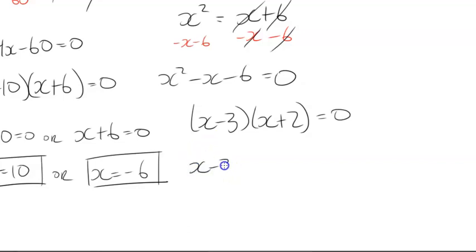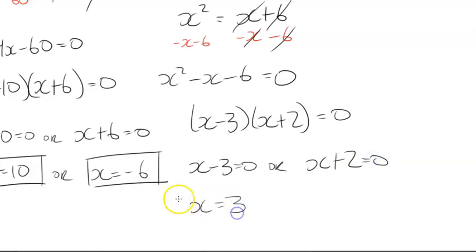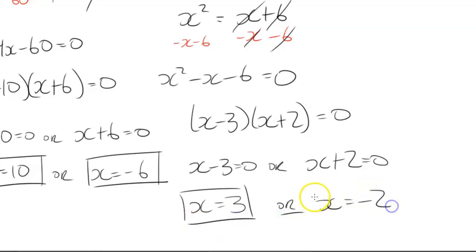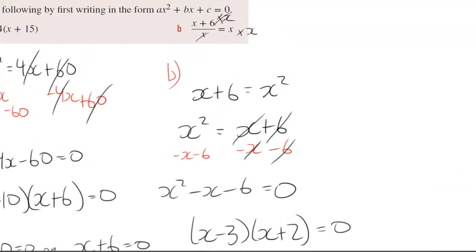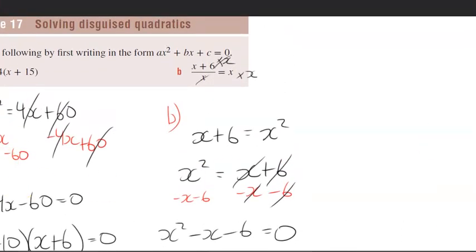So either x minus 3 is equal to 0, or x plus 2 is equal to 0. So in other words, x can either equal 3, or x can equal negative 2. Now let's double check this. Let's try the scenario where it's equal to 3. So when it's equal to 3, we want to return a value that is equal to 3 here. So 3 plus 6 gives me 9. 9 divided by 3 gives me 3.